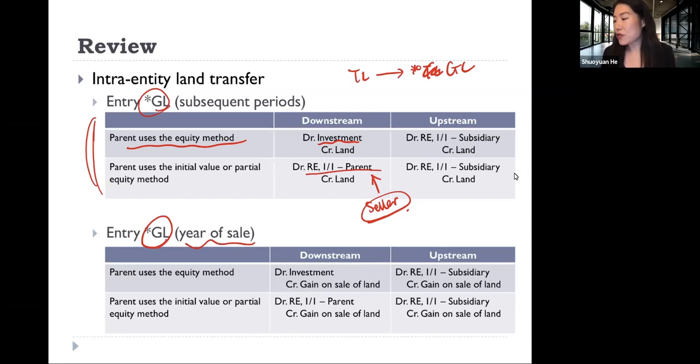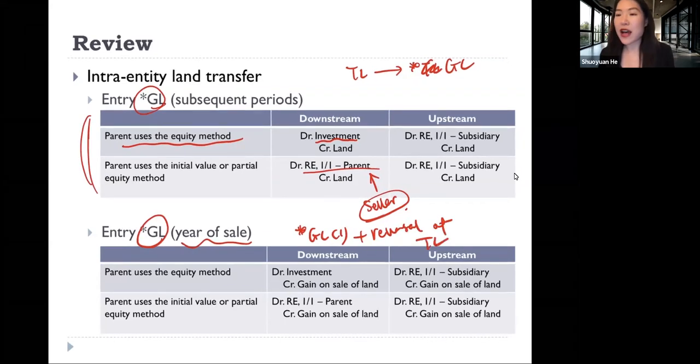This star GL entry is basically the previous star GL entry, the first version, plus a reversal of the TL entry. Because when you finally sold the land, that part of the gain or loss can finally be realized. So we need to reverse the TL entry, which we recorded at the beginning. So this is about intra-entity land transfer.